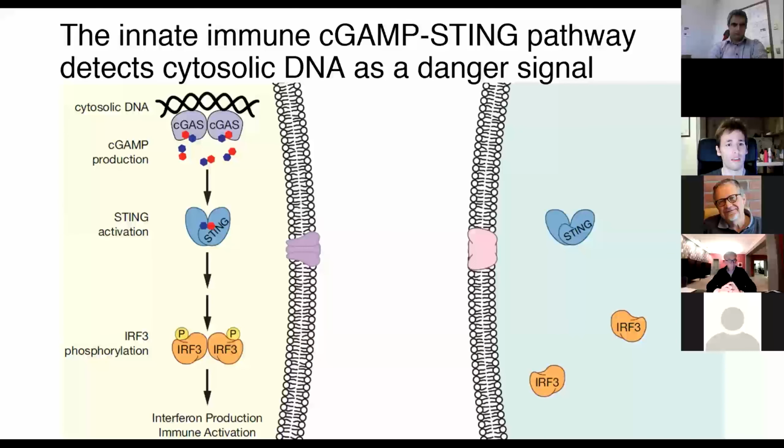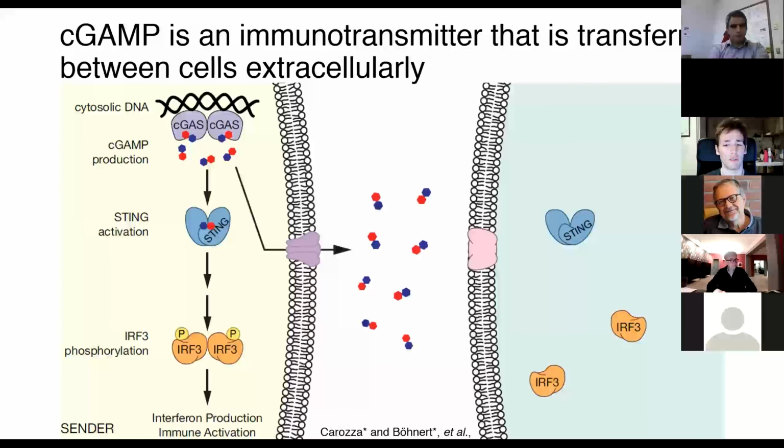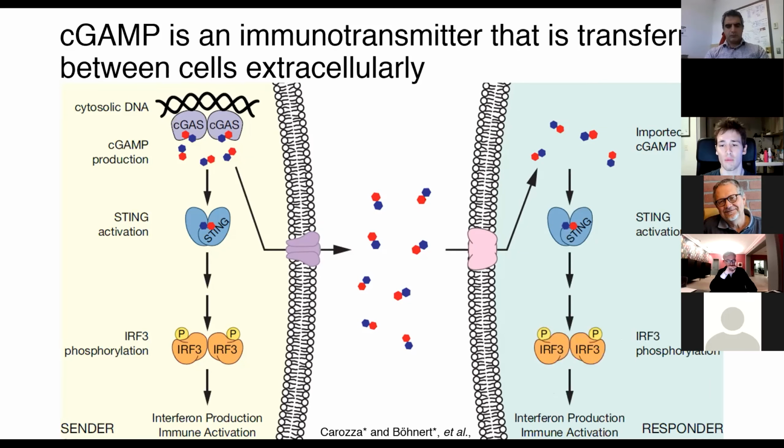Now, the interesting thing that has come out of the Li lab recently is that not only is cGAMP able to activate STING within the cell that is producing cGAMP, but Jackie Carosa and Volker Bonnert recently showed that cGAMP can be secreted from cGAMP producing cells and into the extracellular space, and then subsequently imported into nearby responder cells that are then able to activate their STING pathway to activate immunity, thus propagating the immune activation signal.